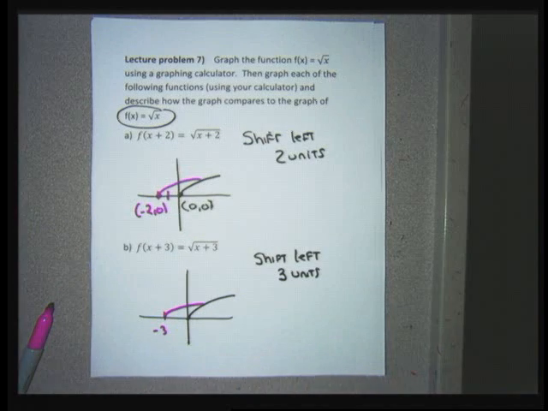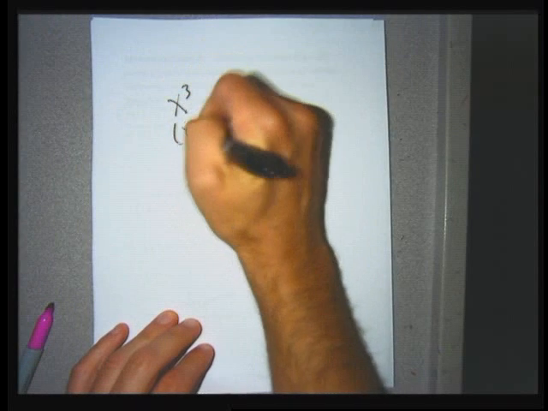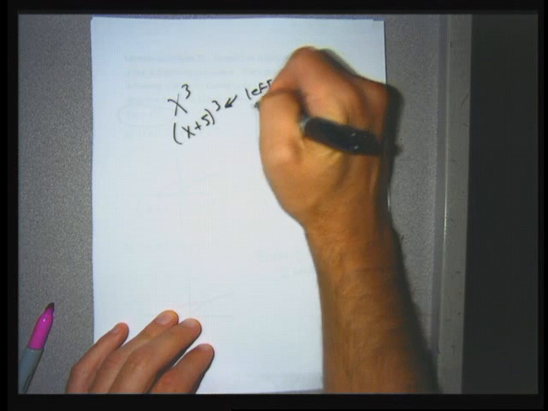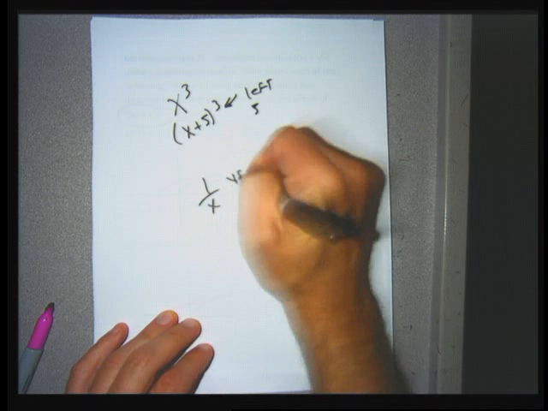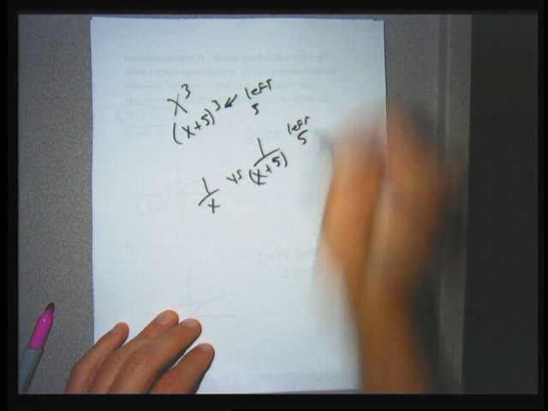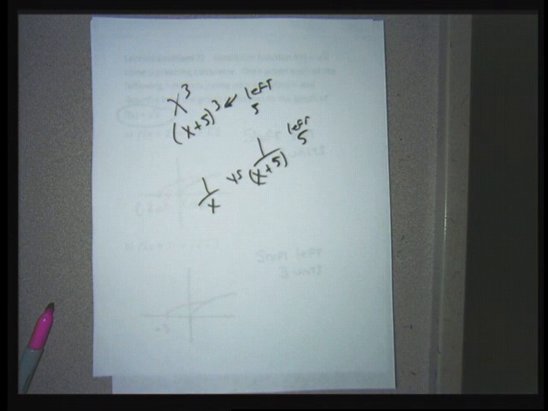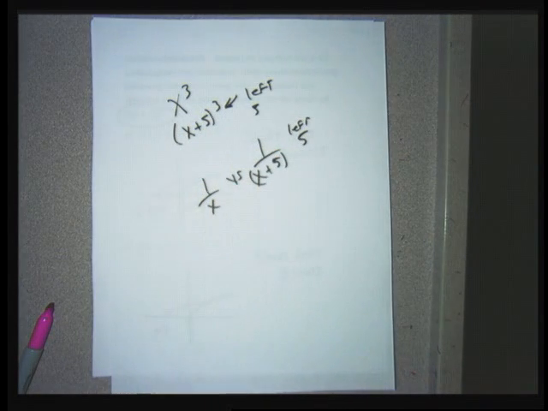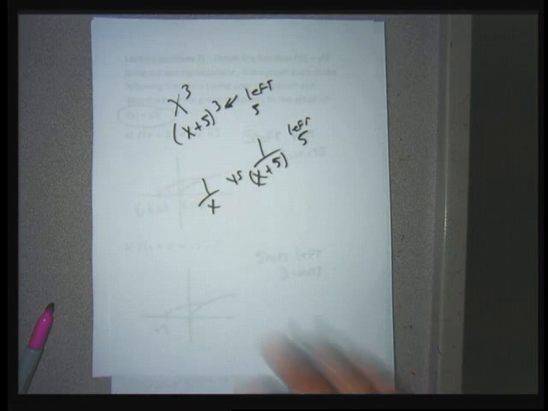And again, this would work if I compared x cubed to x plus 5 cubed. This graph would be shifted to the left 5. If I compared 1 over x versus 1 over x plus 5, this would be shifted to the left 5. So it's not restricted to x squareds, square roots, and absolute values. It spans to anything. If you change any x to an x plus a number, put it in parentheses, under an absolute value, or under a square root, it's going to move the graph to the left.